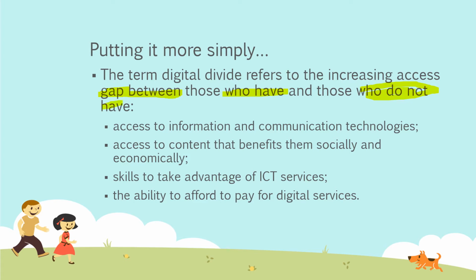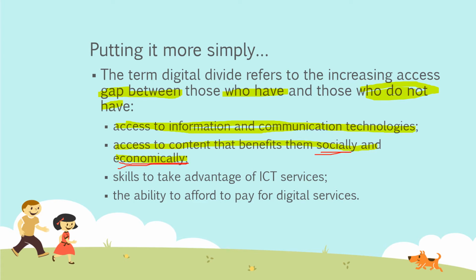So there are a couple of definitions. For example, access to information and communication technologies, that means ICT, and access to the content that benefits them socially and economically. We will explain this case later. In our next slides, we will explain the meaning, and give examples of the social and economic situations.